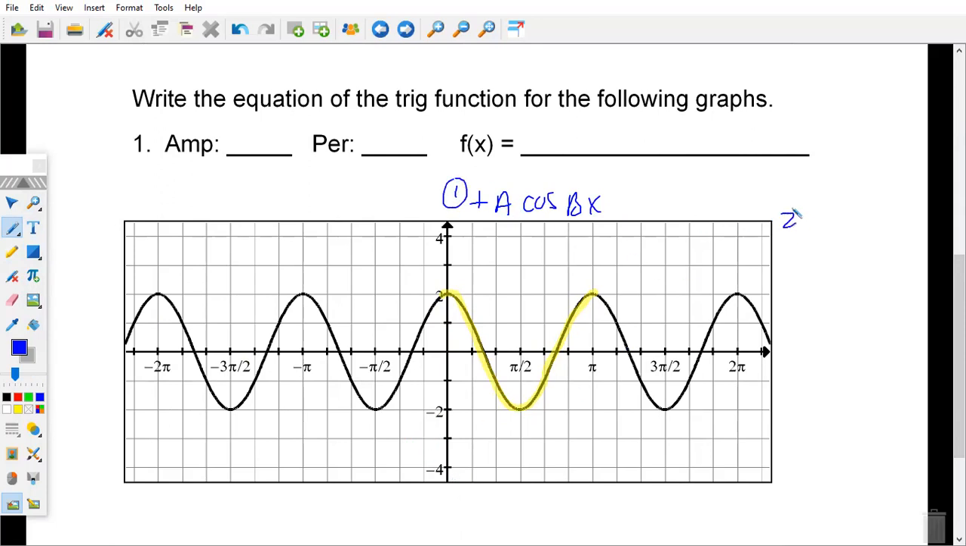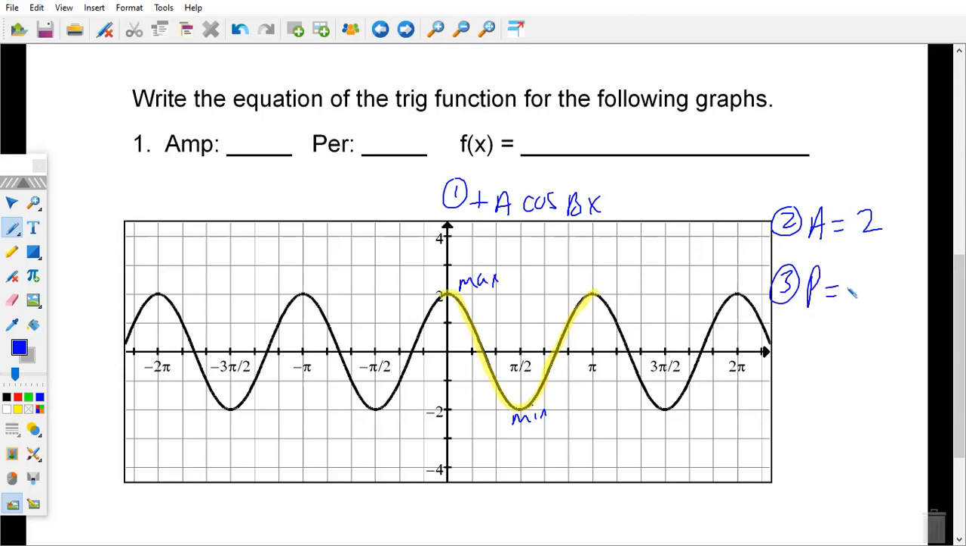Step 2 is to find your A. Your A equals your max minus your min, or you can just count how far it is from the axis, right? So what is our A going to be? 2. And it's going to be positive because we have a positive cosine. Agreed?